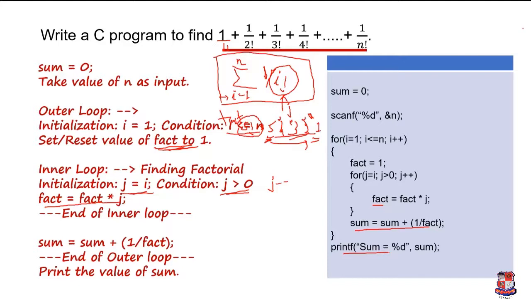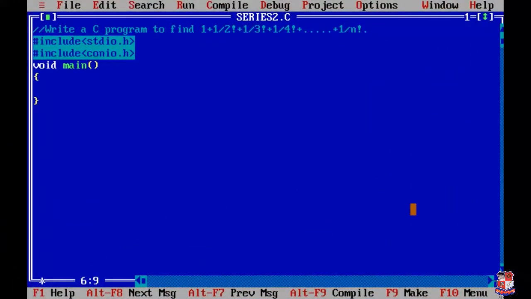Now we'll see the demonstration of this program in Turbo C++. Okay, so we'll start from here. I already mentioned the header files and the main function. We'll start with the declaration of variables. For that, I'm taking data type integer. Then we take two control variables i and j, then n for the number of terms, and the fact variable over here. We take another variable with float data type, that is sum, and initialize it with 0.